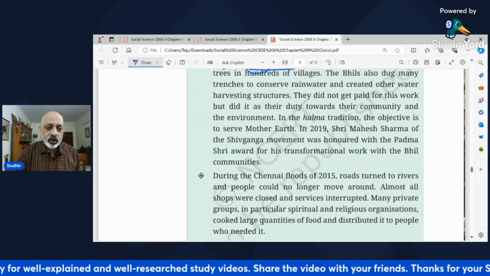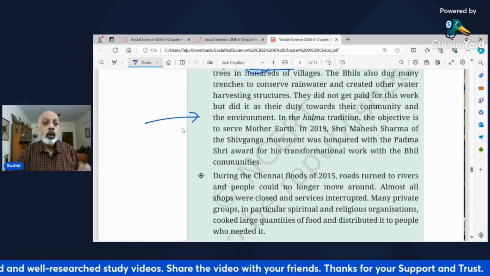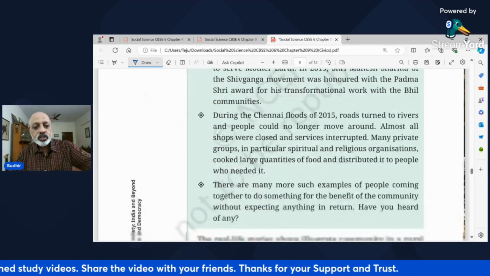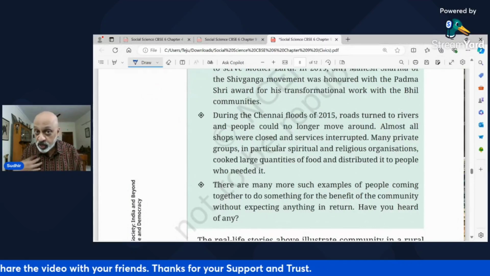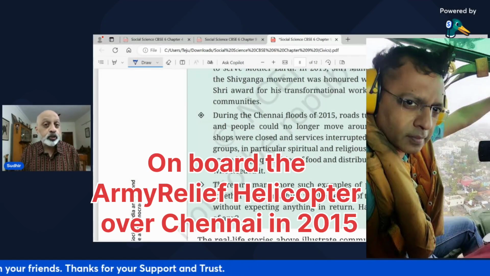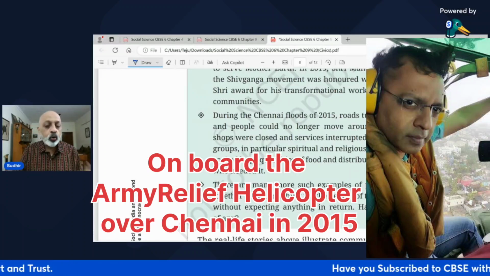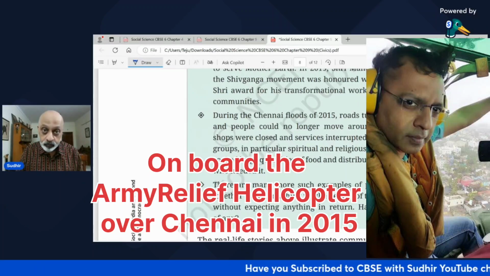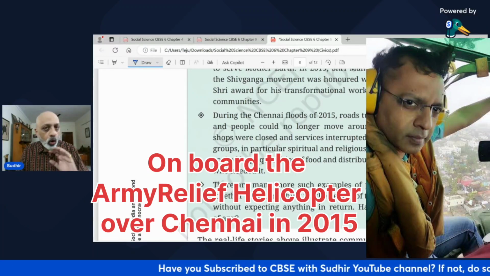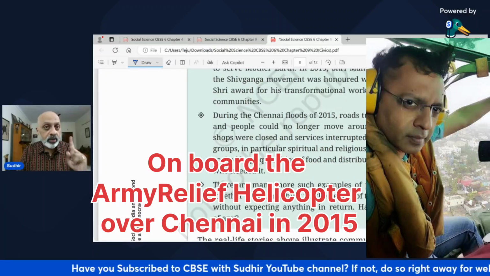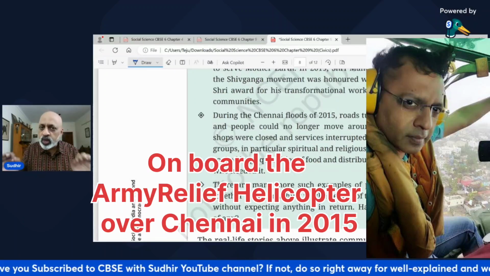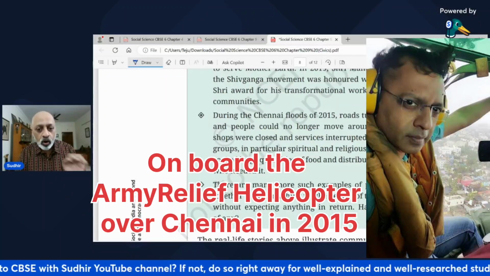So this particular information you need to be aware of. During the Chennai floods of 2015, which I covered, I will put some photographs out here. Roads turned to rivers and people could no longer move around. All the shops were closed. This was in mid-December 2015, one of the worst floods in the history of Chennai.